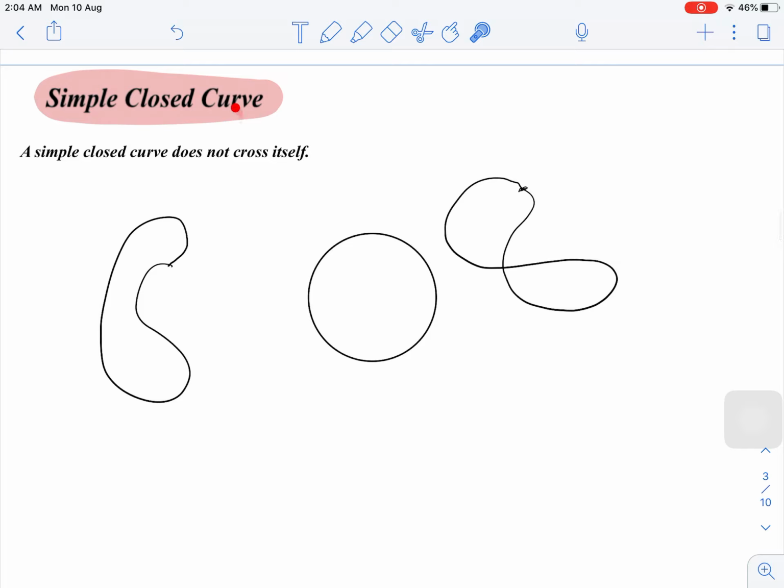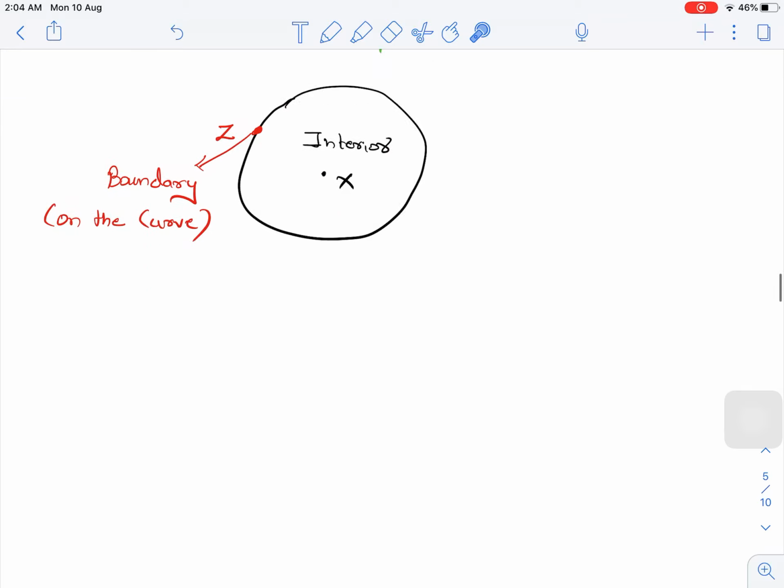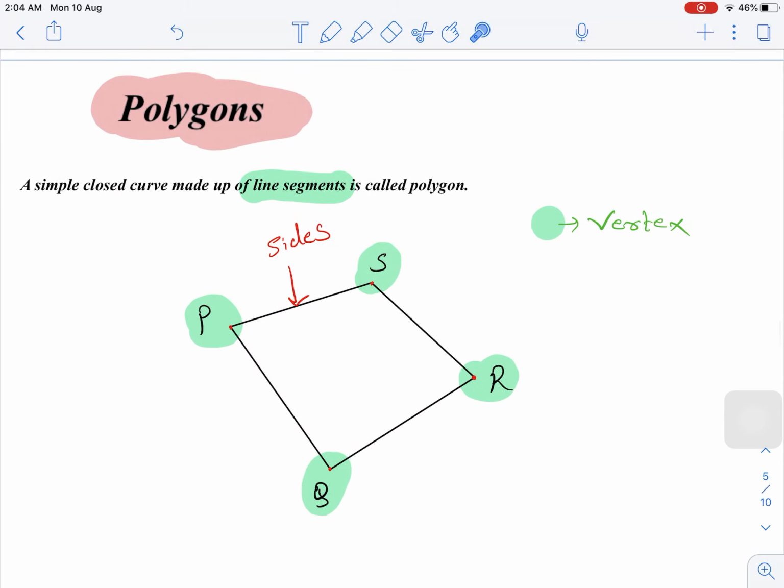Then we learned simple closed curve. A curve, if it does not cross itself, is known as a simple closed curve. Here, this and this are examples of simple closed curves. Next, we learned about regions of a curve: a given curve divides the plane into three regions: interior, exterior and boundary. Next we learned about polygons. A polygon is a closed figure made up of line segments. Each line segment is known as a side, and the point where two line segments meet is known as a vertex.